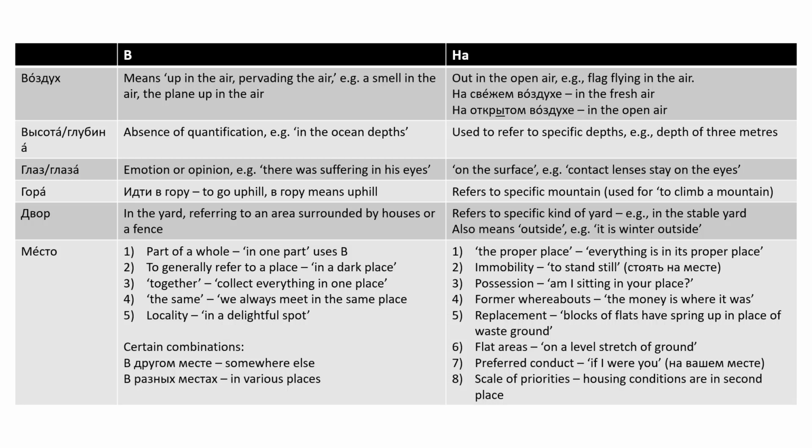And then we've also got this expression of if I were you, na vashem meste or na tvoyom meste. So it can be used more figuratively, and then it can also be used as replacement, and it's very often used in this sense. So blocks of flats have sprung up in place of waste ground. So if you're trying to translate in place of or instead of, then you use na meste. We've also got these set expressions of v drugom meste, somewhere else, and v raznykh mestakh, in various places.